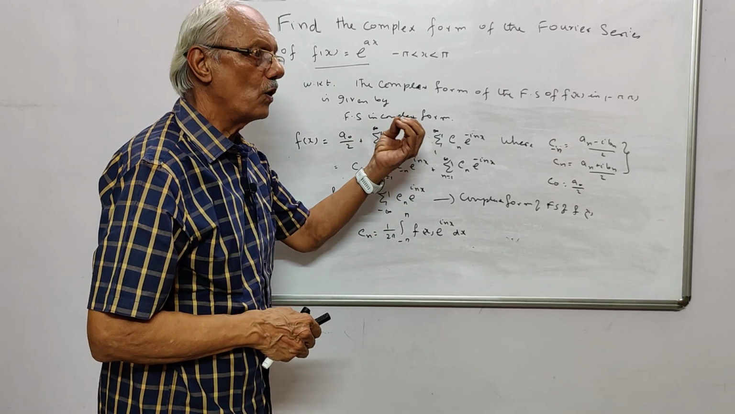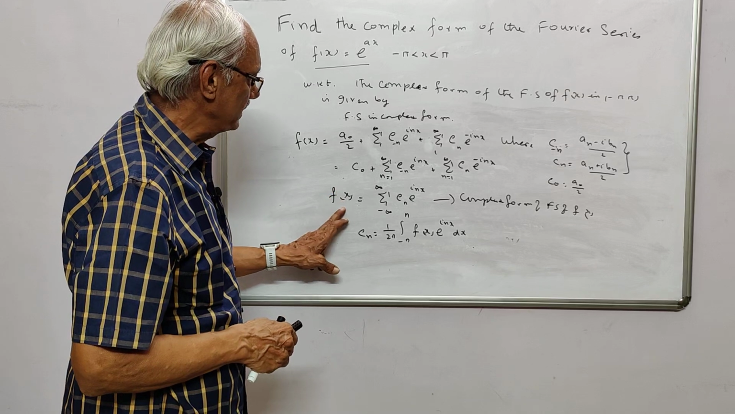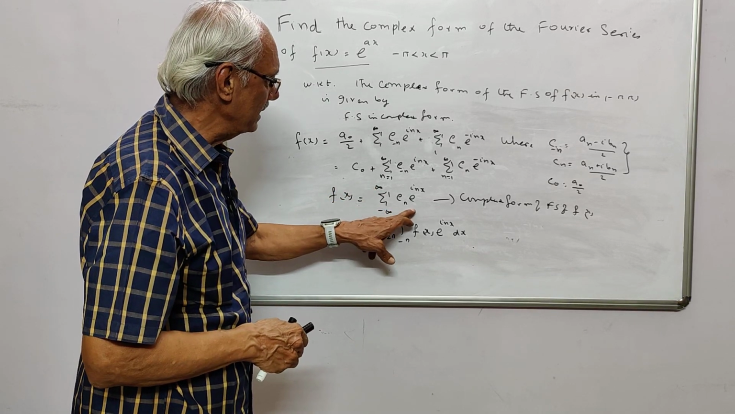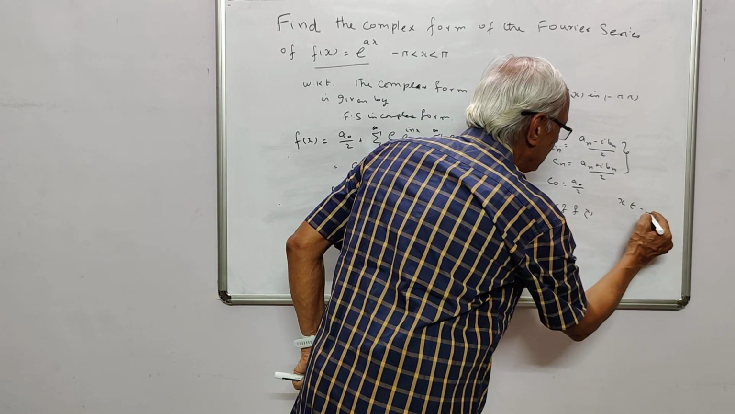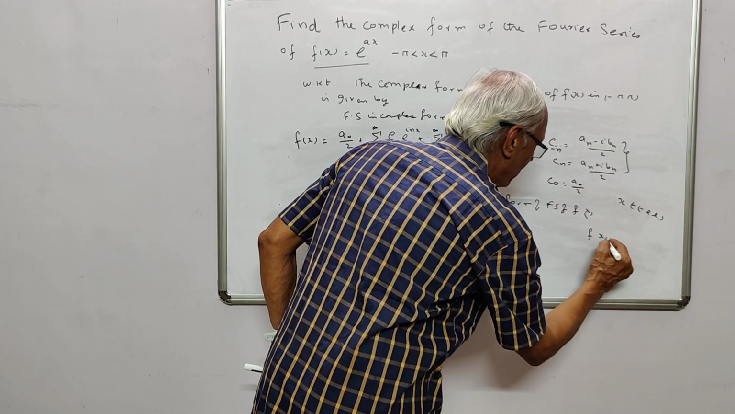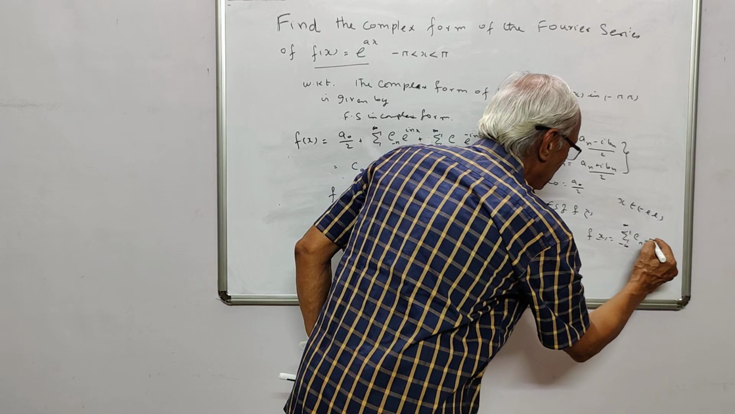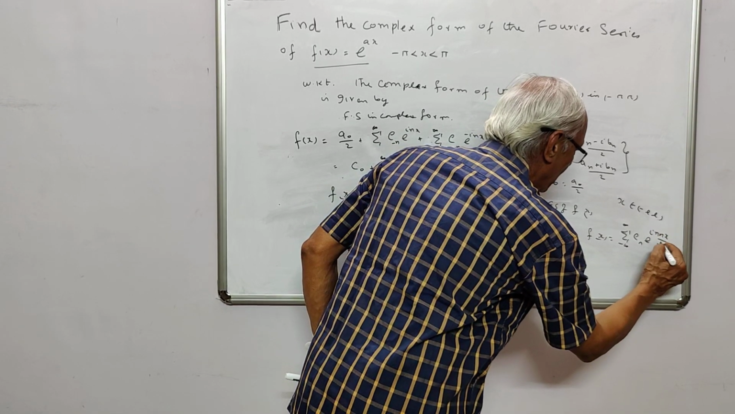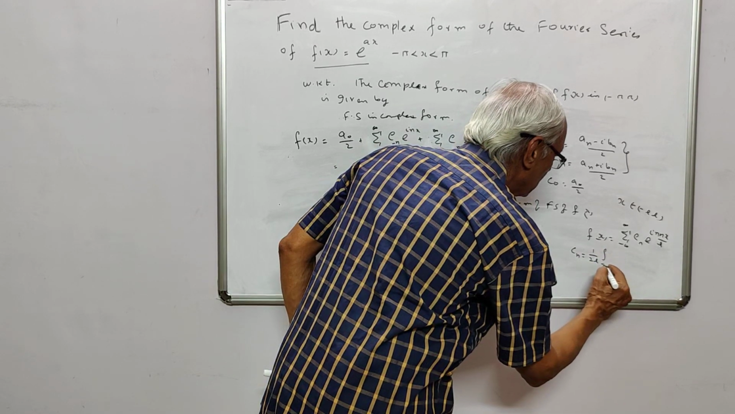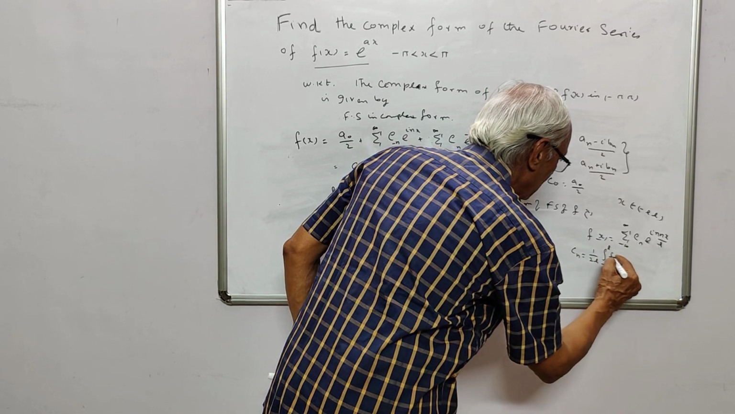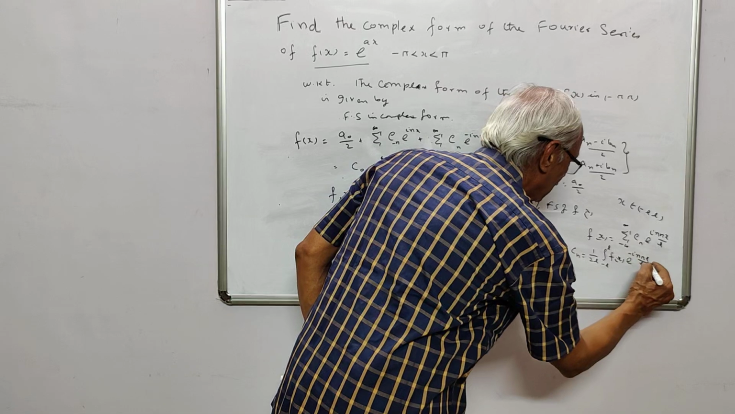So if you are asked to get the complex form of a Fourier series for a function, then you have to write this formula. f of x is equal to the sum from minus infinity to plus infinity of C n e to the power of I n x. And if x belongs to minus L to plus L, then f of x is equal to the sum from minus infinity to plus infinity of C n e to the power of I n pi x by L, and C n will be equal to 1 by 2L integral from minus L to plus L of f of x into e to the power of minus I n pi x by L.